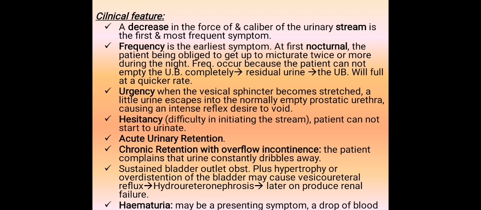So sustained bladder outlet obstruction plus hypertrophy and overdistension of the bladder may cause vesico-ureteral reflux that leads to hydronephrosis and later produces renal failure. Hematuria may also be a presenting symptom, with drops of urine at the beginning of micturition or at the end of micturition.